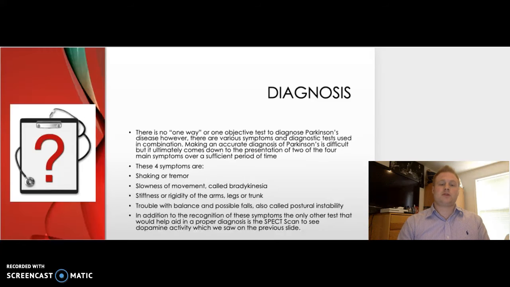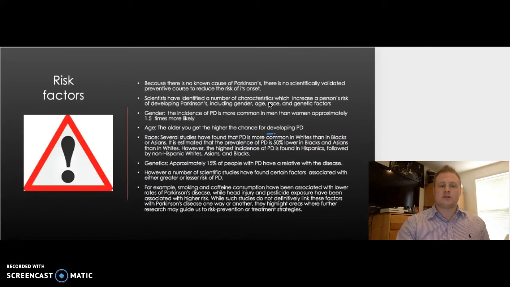So, in order for a patient to have Parkinson's, they must have two of the four main symptoms, which are shaking or tremor, slowness of movement called bradykinesia, which we discussed, stiffness or rigidity of the arms, legs, or trunk, and trouble with balance, possible falls, also known as postural instability. Like we said, in addition to the recognition of these symptoms, we can have the SPECT scan to see the dopamine activity, which we saw on the previous slide.